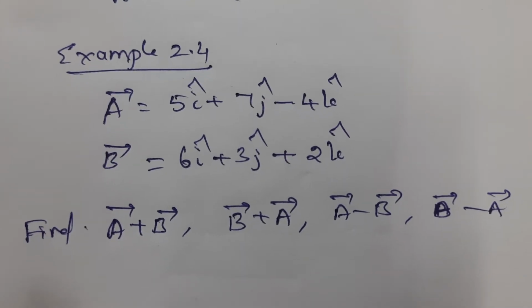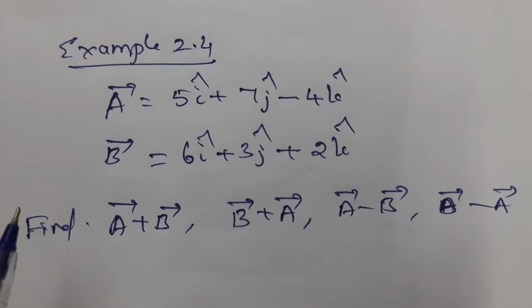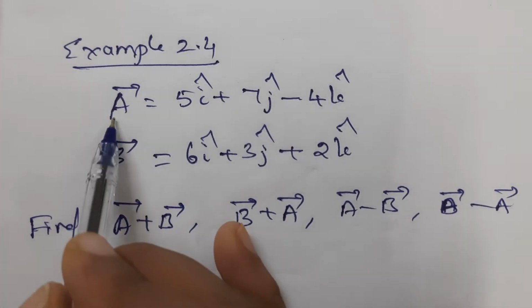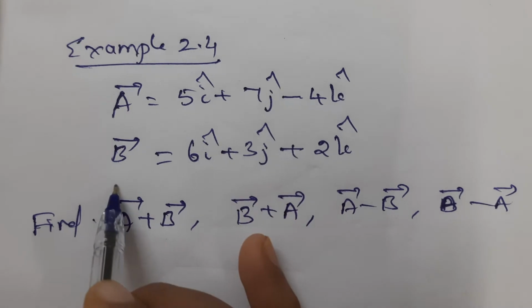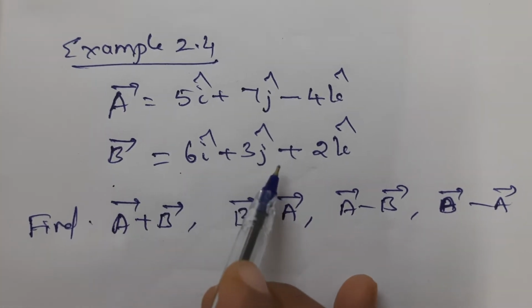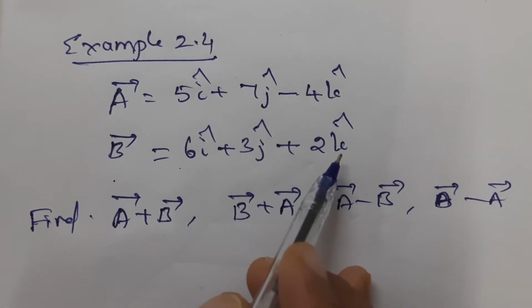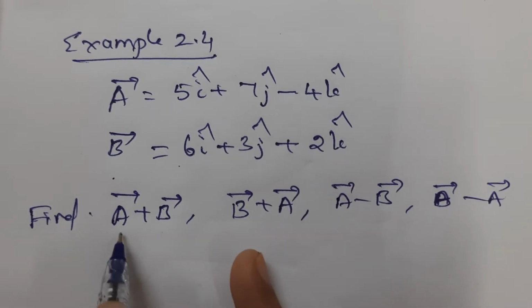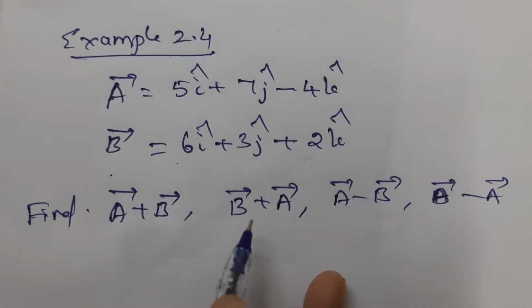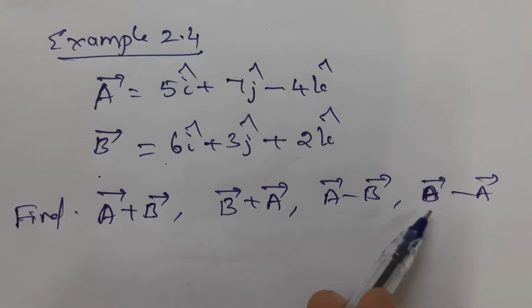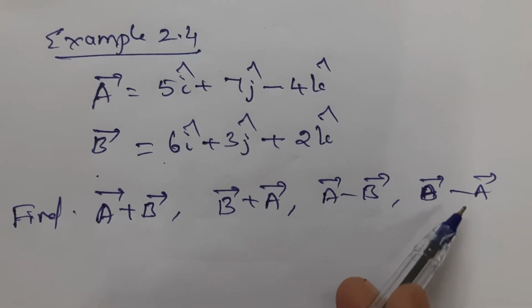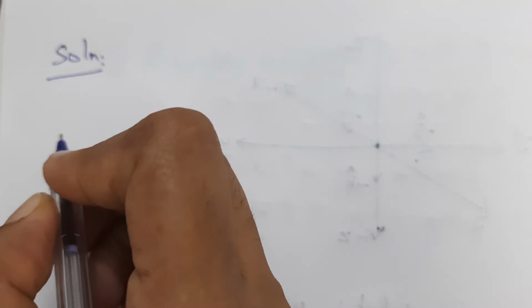Let's see example 2.4. Two vectors are given. A vector equals 5i cap plus 7j cap minus 4k cap. B vector equals 6i cap plus 3j cap plus 2k cap. They are asked to find a vector plus b vector, a vector minus b vector, and b vector minus a vector. Solution.